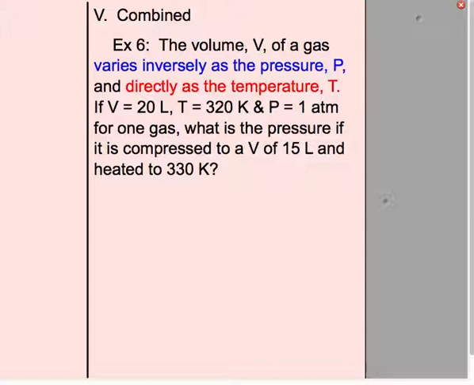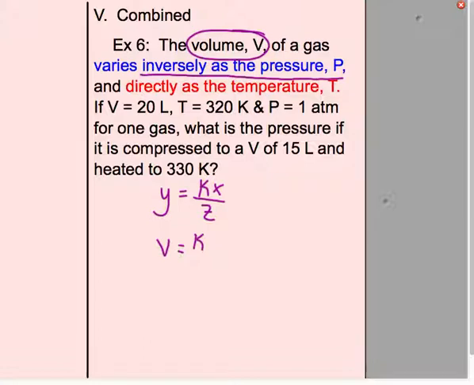So our combined variation equation is y equals kx over z. We've got the volume varying. So volume is our y. K is still our constant. Varies inversely as the pressure. So that's what's going in our denominator. And directly as the temperature. So remember, direct variation is when you're multiplying by a constant of variation. Inverse is when you're dividing by the variable.